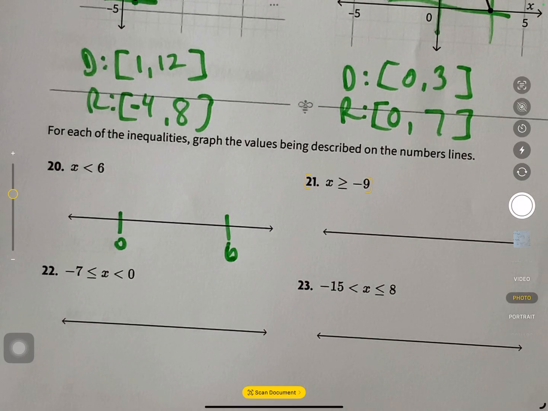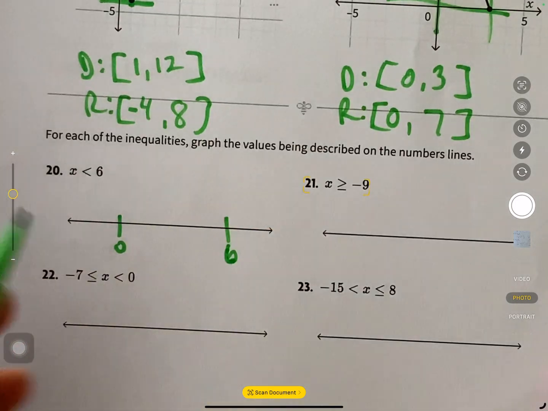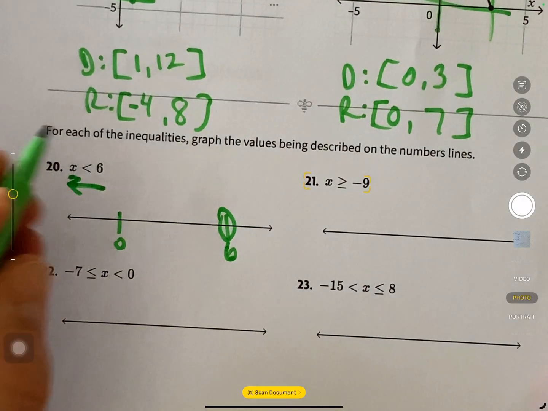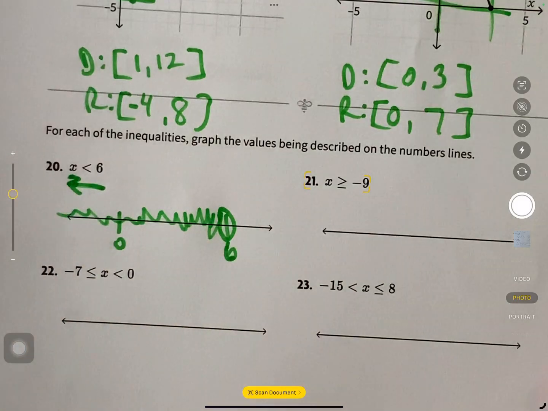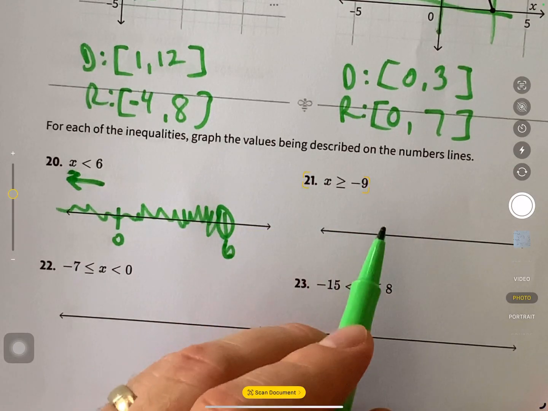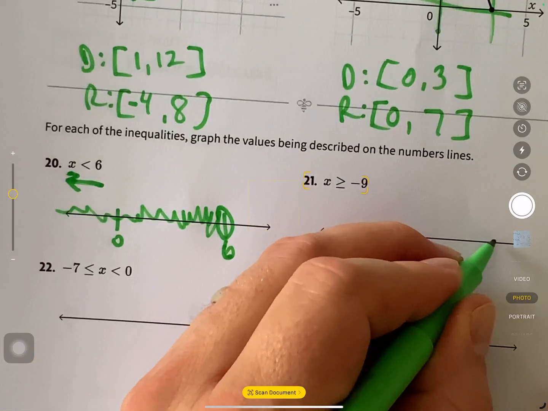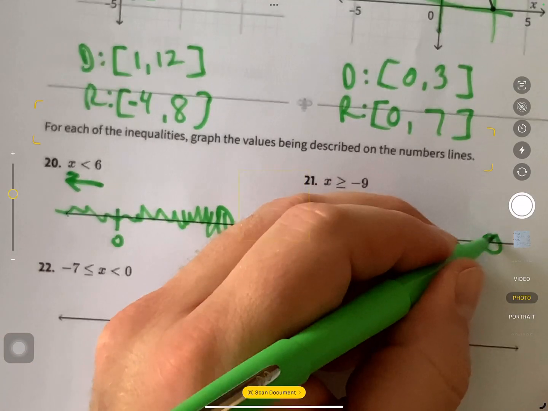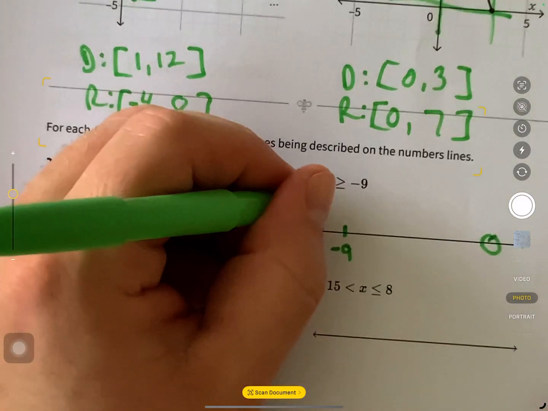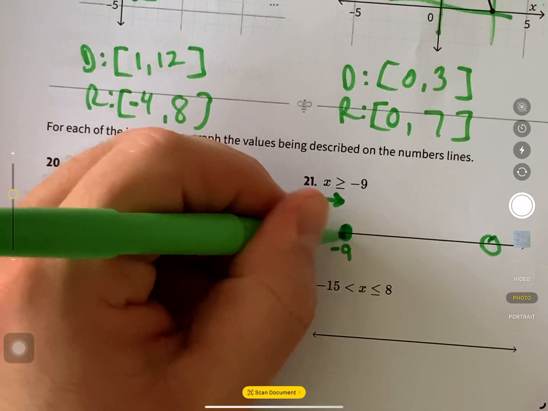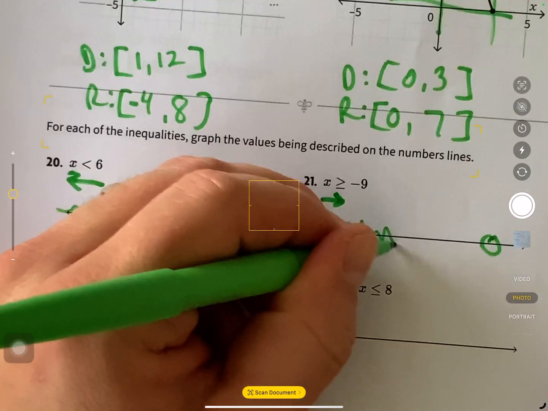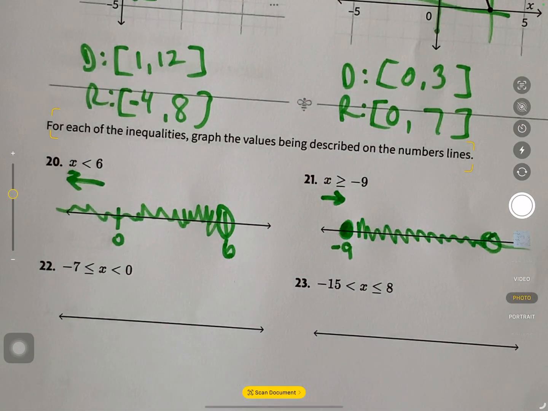And then since this is a less than sign, we want an open circle at 6, and we're going to shade where the arrow is pointing, which is pointing this way this time. So we're going to shade this way. That's it. This one, see how it's -9? It says x is greater than or equal to -9. So we are going to put 0 here this time. That's 0. And then this is going to be the -9. And we're going to shade to the right, but it's a filled in circle because of the equal to symbol there. So we're going to shade like this. Alrighty.